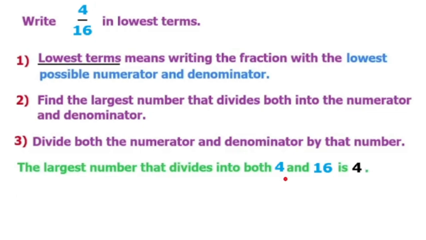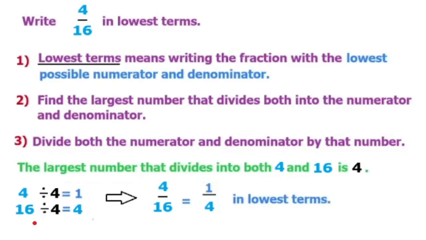If we divide 4, the numerator, by 4, it equals 1. If we divide 16, the denominator, by 4, that equals 4. So 4 over 16 equals 1 over 4 in lowest terms.